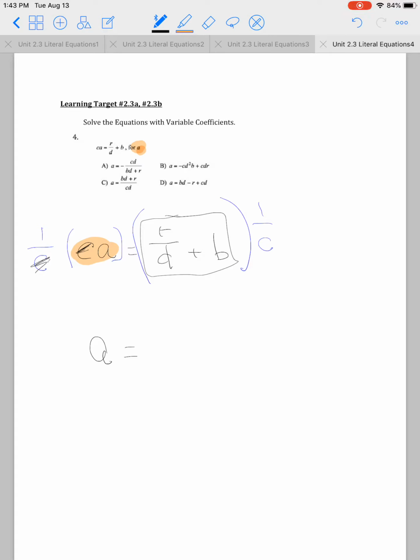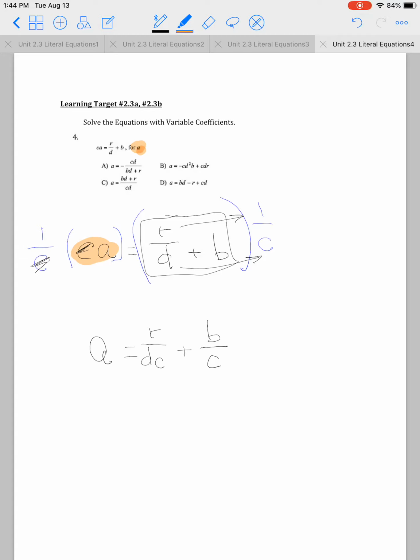And over here, r over d times 1 over c, we just go straight across the top, multiply the two numerators together, and we multiply the two denominators together as well. So r times 1 is 1r, or just r, and d times c is just d times c. And we do the same thing with the b. b times 1 over c is just b times 1, b over c.